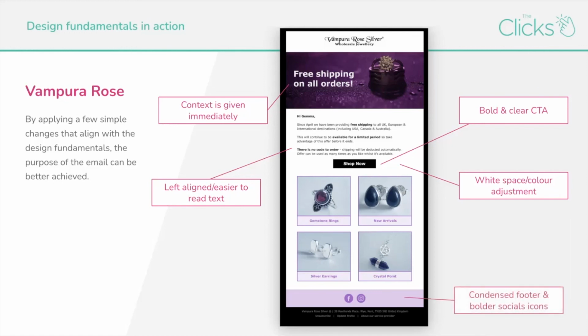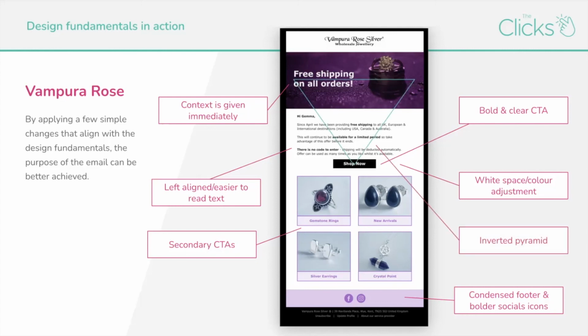I've also condensed the footer and made the social icons bolder in an attempt to drive more traffic to the social channels. And in this product section, I've also added easy to click buttons underneath each image and made sure that none of it is repeating, which results in a shorter and more succinct email. And lastly, using the inverted pyramid technique within the header, I've made sure that the top information is leading to that point to try and draw the user's eye towards that big CTA.